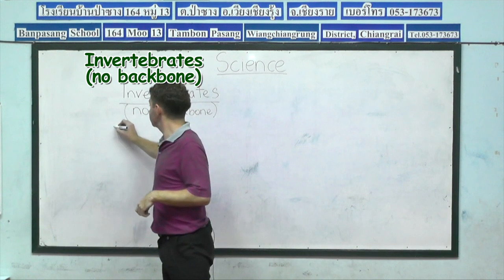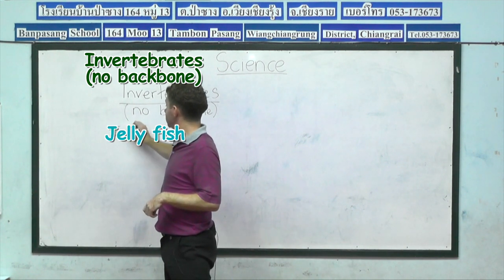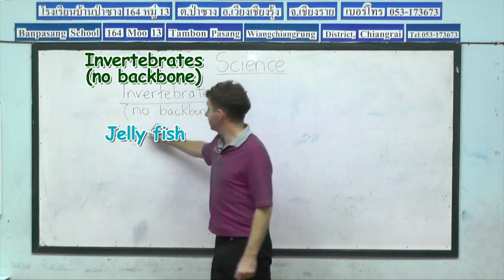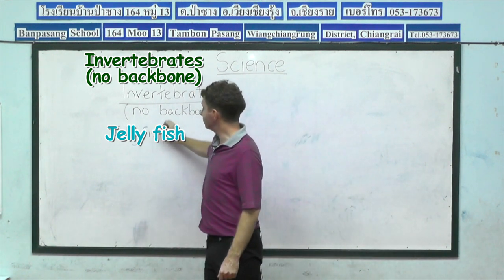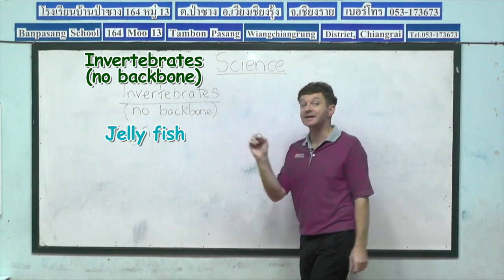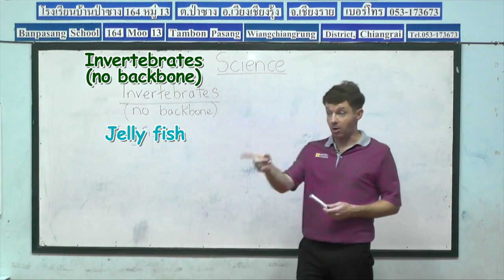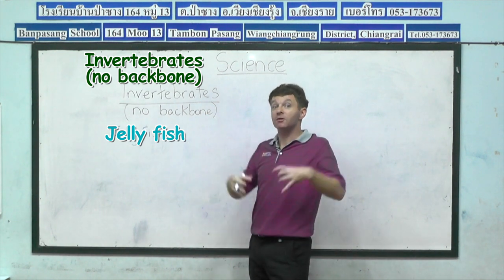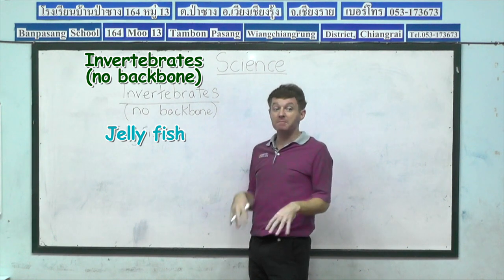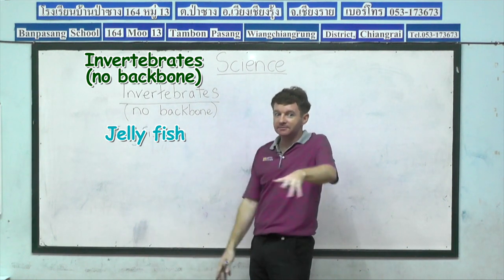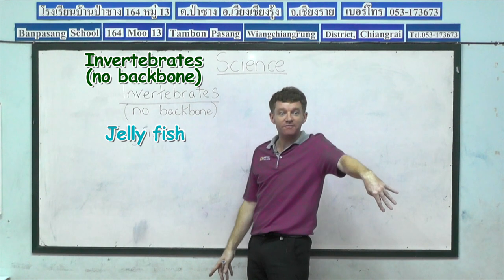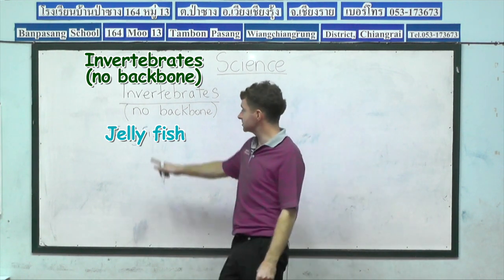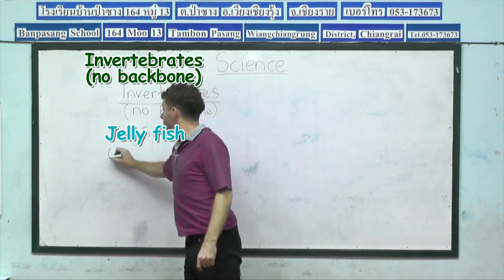So jellyfish, J-E-L-L-Y. And then fish, F-I-S-H. Jellyfish is an example of an invertebrate. But there are others. Octopus is another one. Octopus is similar to a jellyfish, but it's bigger. Remember the things? Octopus don't have legs, neither do jellyfish. What do they have? Tentacles. Eight tentacles.